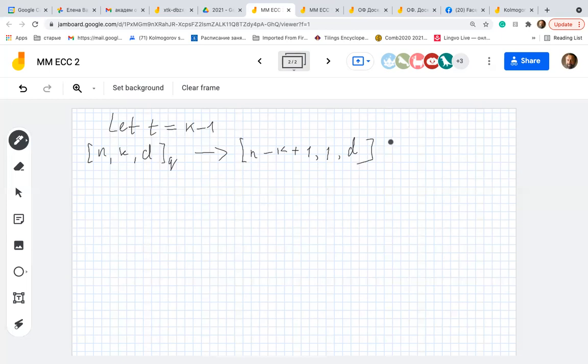So we can easily conclude from that n minus k plus 1 is at least d. So the block length should be at least the minimal distance, which is obvious. And in other words, n plus 1 must be larger than or equal to k plus d. And this is the Singleton bound. So that bound doesn't depend on the alphabet.